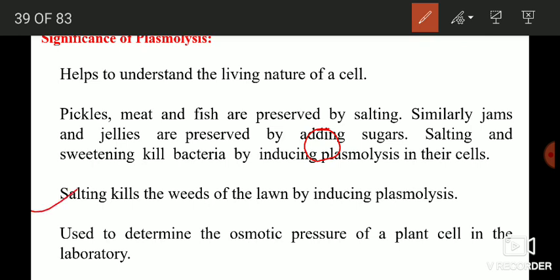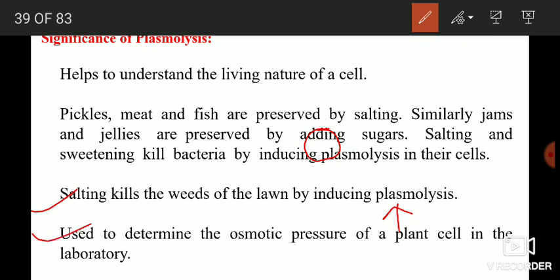Similarly, salting kills the weeds of the lawn by inducing plasmolysis. If you have some unwanted weeds in your lawn, you can spray salt on these weeds. The addition of salt will induce plasmolysis in the cells of the weeds, which will lead to their death.